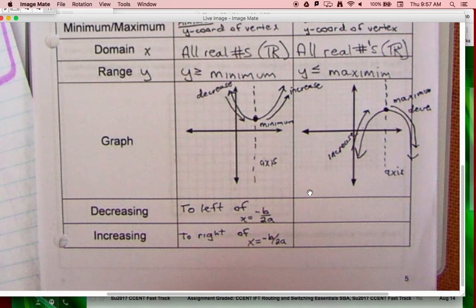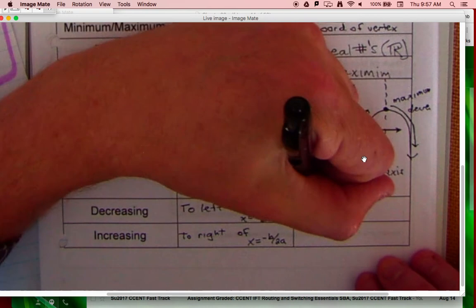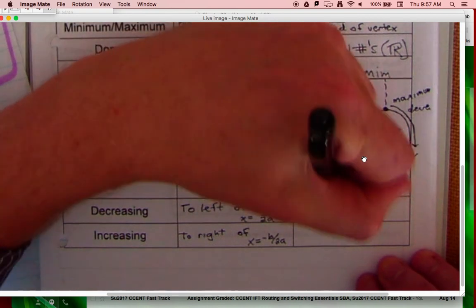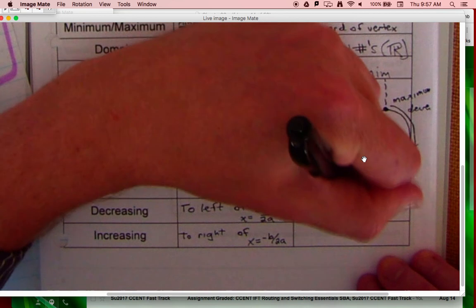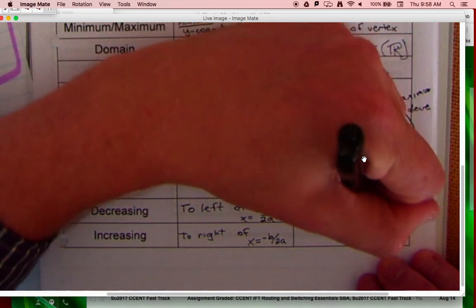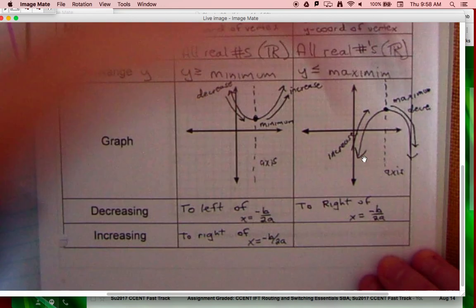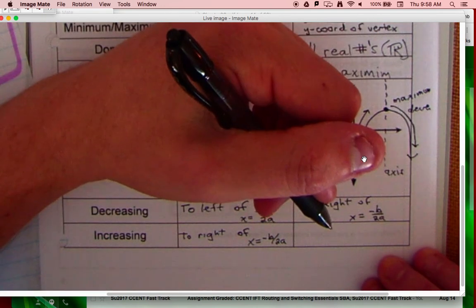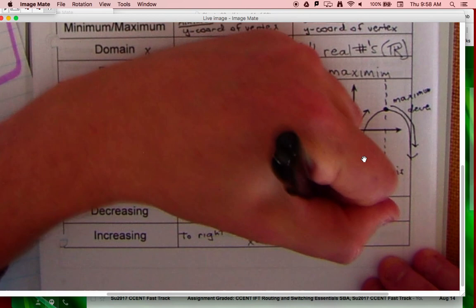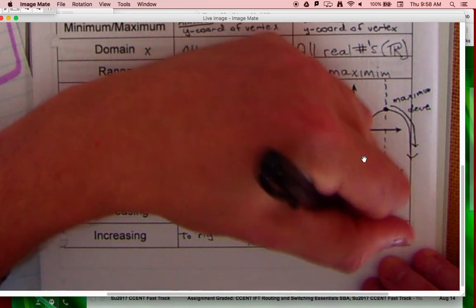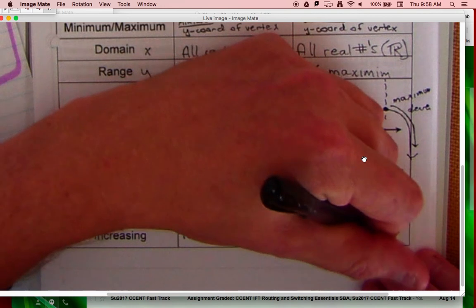And you can see it's the reverse of this if it opens down. If it opens down, you can see to the right of the maximum it is decreasing, and on the left-hand side of the axis it's going to be increasing. So it's decreasing to the right of x equals minus b over 2a, and it is increasing to the left of x equals minus b over 2a. Okay?